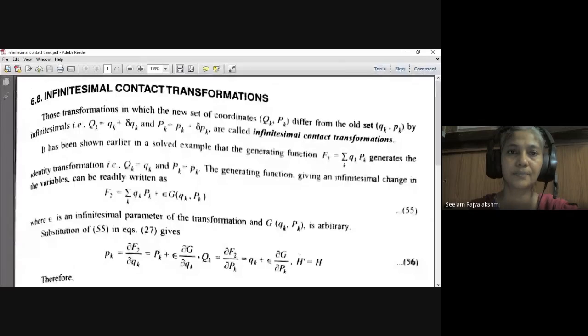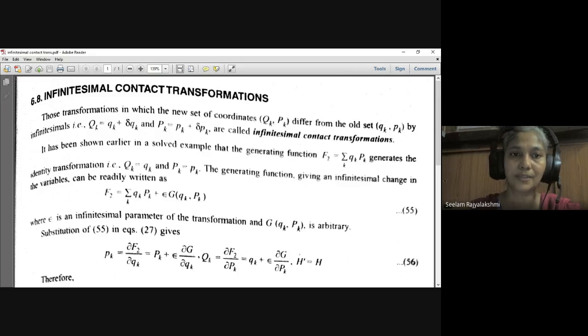Okay, let us see infinitesimal contact transformations. Infinitesimal means a very small change. These are the transformations in which the new set of coordinates, capital Qk, capital Pk, differ from the old set of coordinates, small qk, small pk, by a very small change. That is, capital Qk is equal to small qk plus delta qk, and capital Pk is equal to small pk plus delta pk. So these are called infinitesimal contact transformations.